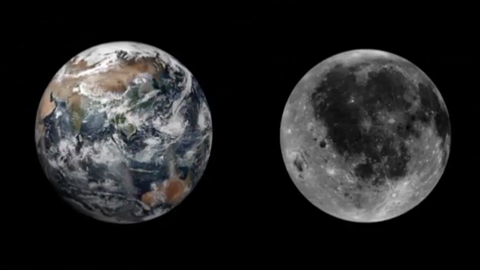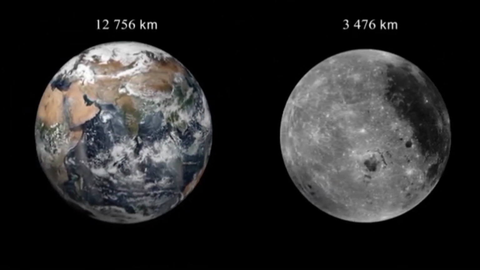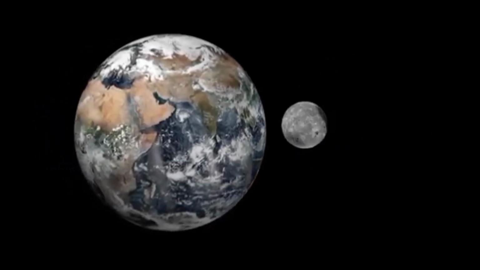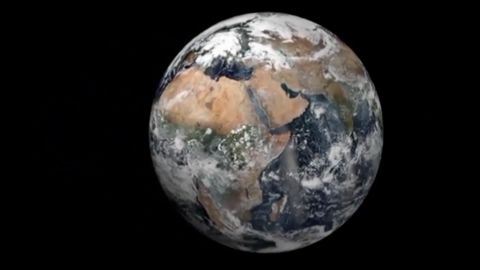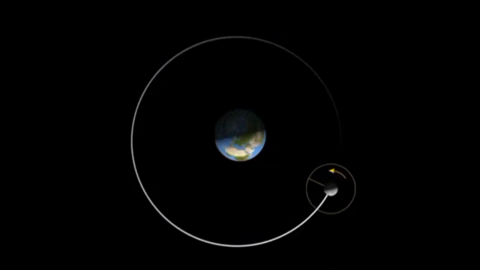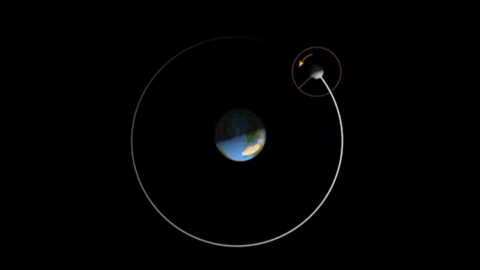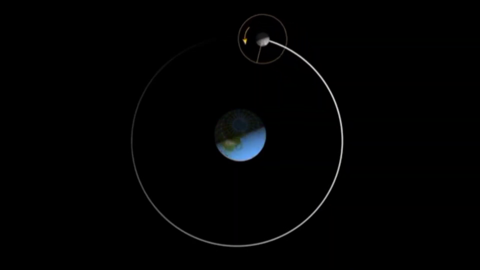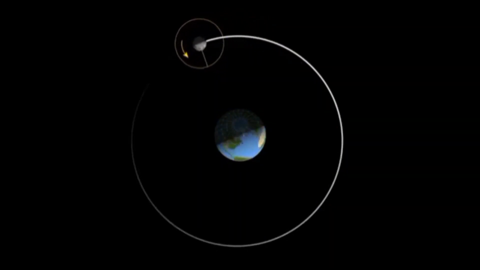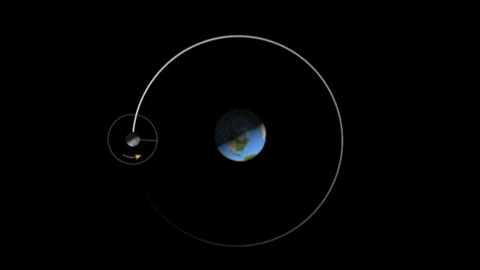The diameter of the Moon is approximately 1/4 of Earth's diameter. Our satellite orbits at a distance of roughly 380,000 kilometers. As a result of the strong gravitational interaction between the two bodies, the axial rotation of the Moon is synchronous with its orbital motion. Therefore, we constantly observe only one of its sides.